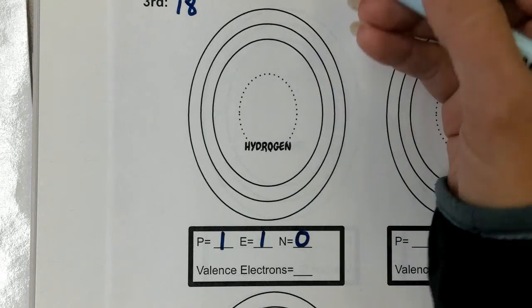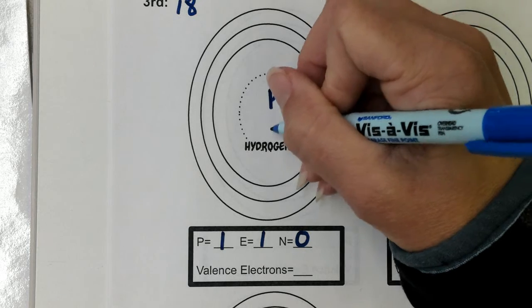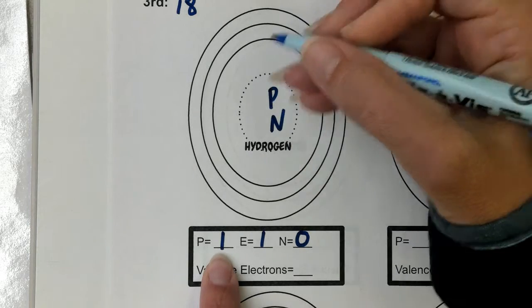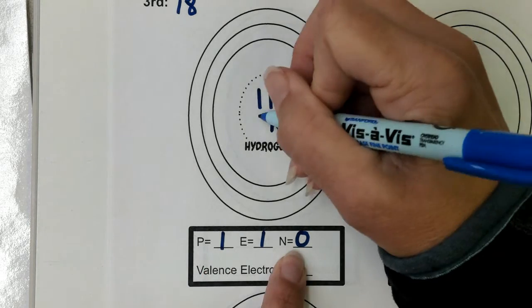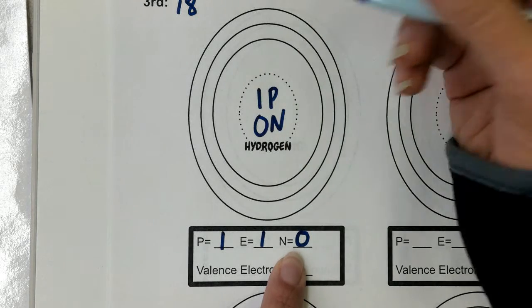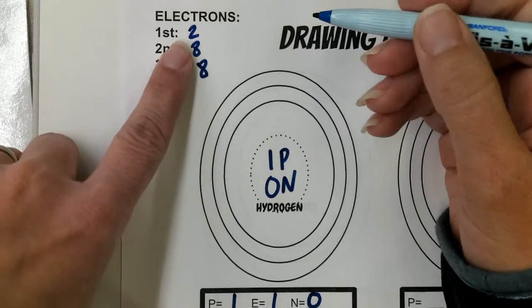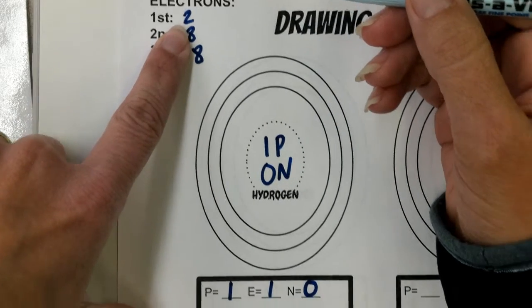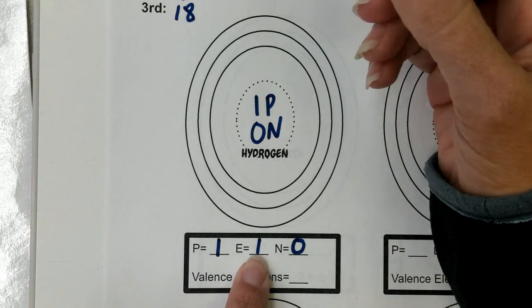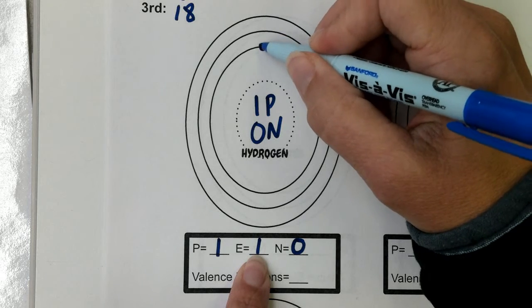So in the nucleus, you have protons and neutrons. And we have 1 proton and 0 neutrons. The electrons go around the nucleus in energy levels. The first energy level can hold a maximum of 2 electrons, and we only have 1, so we'll just put that 1 in the first energy level.